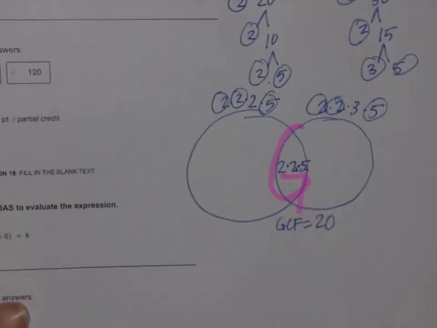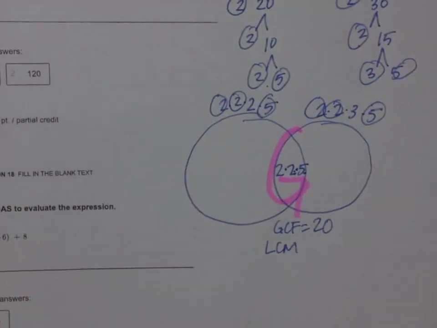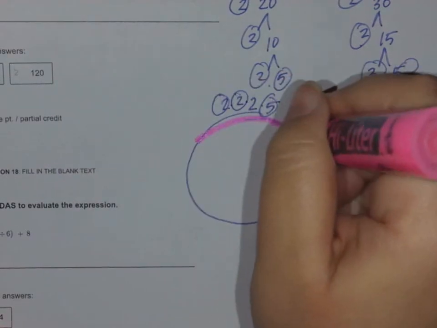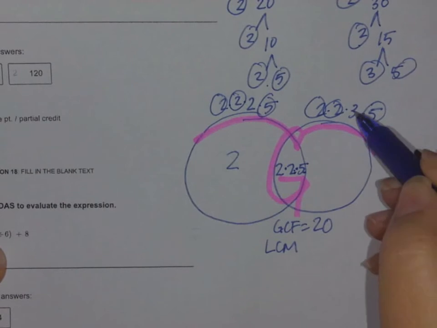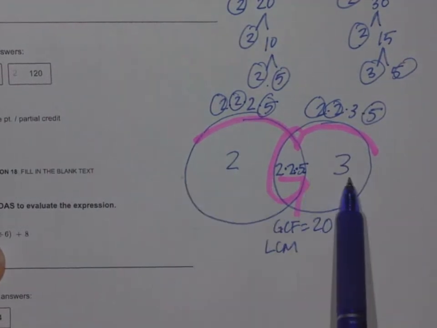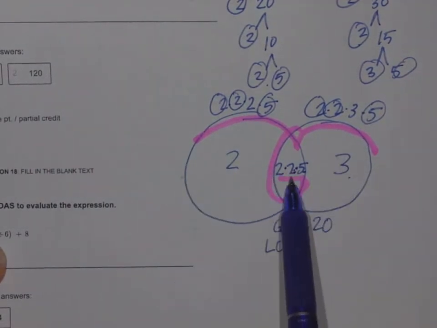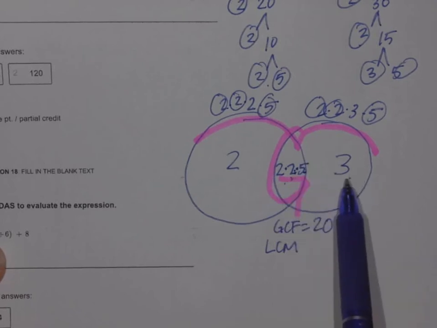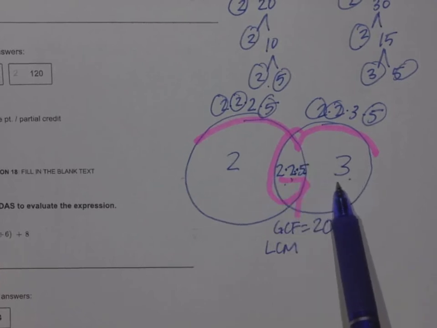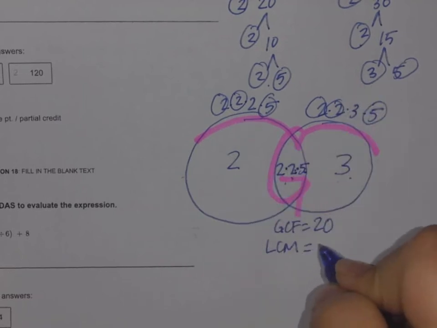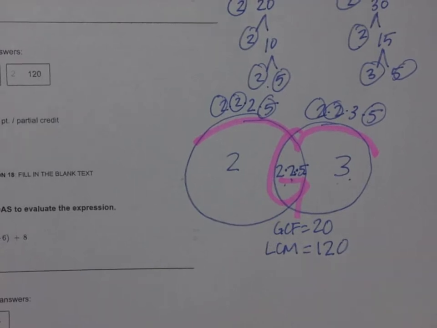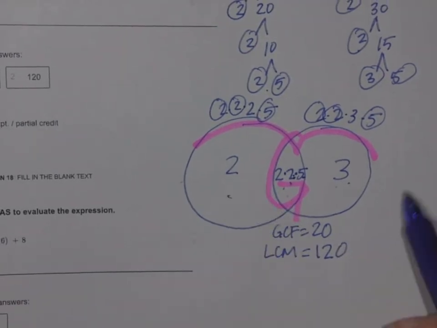Okay, and your LCM is going to be whatever is on the top, M for multiple. So I bring down this leftover 2, and I bring down this leftover 3, and I'm going to multiply everything straight across. So 20 was inside. Now I'm going to do 20 times 3, which equals 60, and then 60 times 2, which equals 120. You also could have done 20 times 2, which is 40. 40 times 3 is 120. It doesn't matter what order you multiply, right? Commutative property. So that's your answer there.